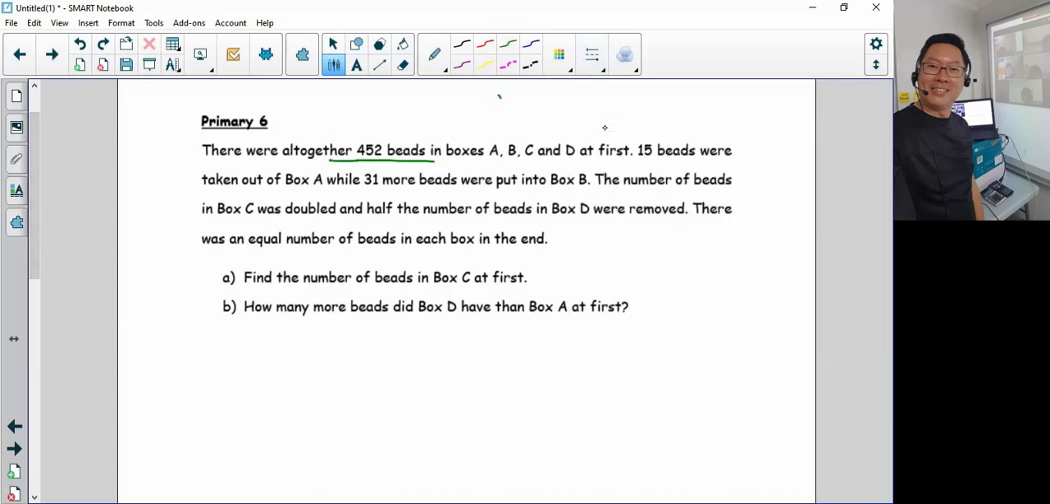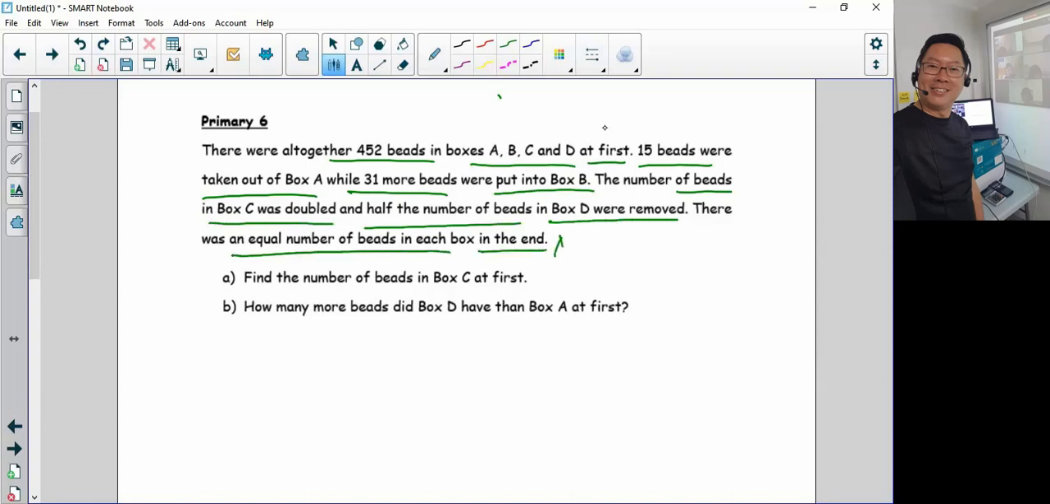So there were altogether 452 bits in boxes A, B, C, D at first. Immediately, this is a before, right? 15 bits were taken out of box A, 31 more bits were put into box B, and the number of bits in box C was doubled, and half the bits in box D were removed. Very complicated. There was an equal number of bits in each box in the end, and this is the after. So you have a before and after. And once you recognize that it's a before and after, you can use your table method. Okay, so find the number of bits in box C at first. And how many more bits did box D have than box A at first?